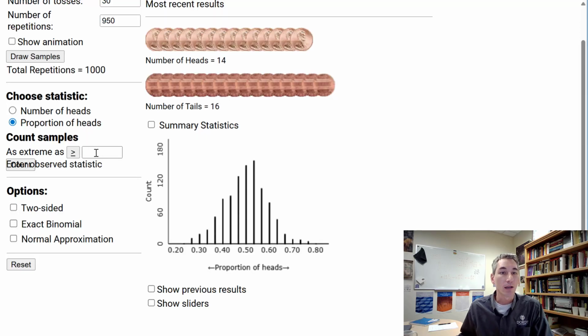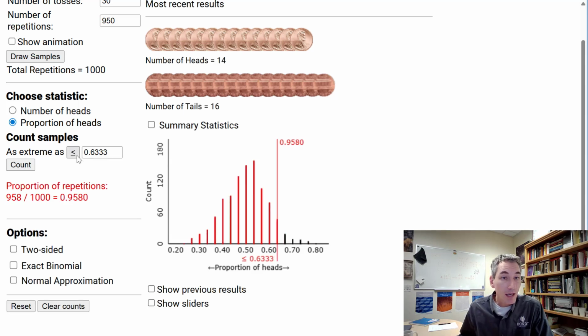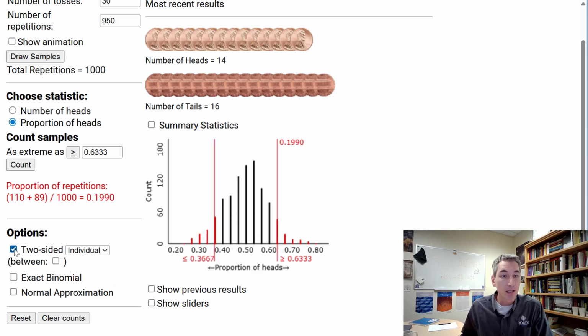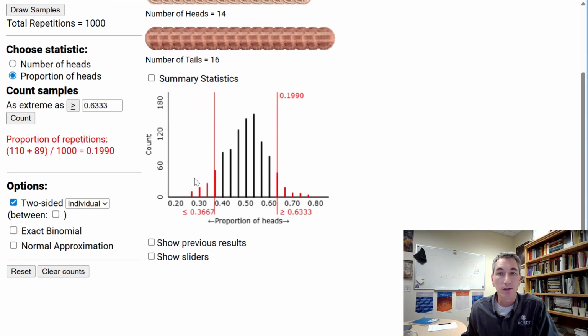Okay, so I want to click the two-sided button here because I want to see not just to the right, but also to the left, because the penny could be more heads than tails or more tails than heads. So I want a two-sided test here. So you can see clicking the two-sided.